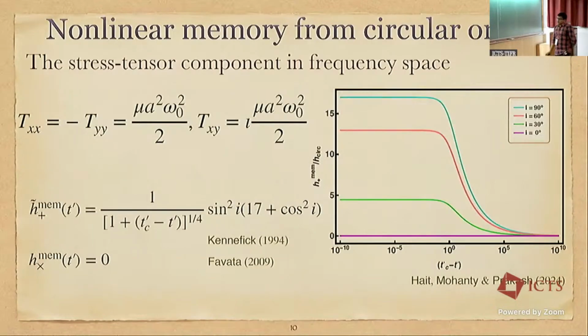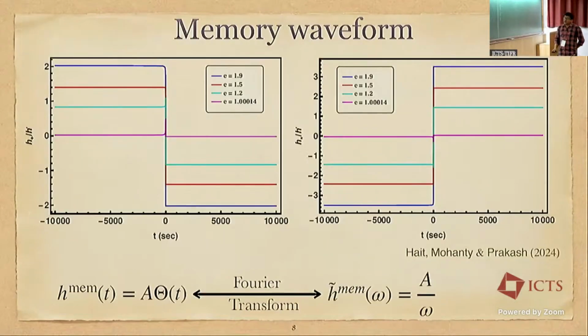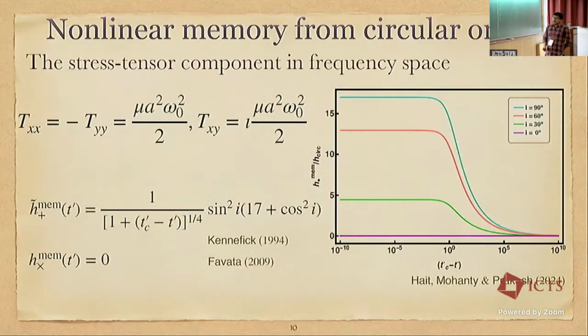Okay. Finally, I will discuss this nonlinear memory from the circular orbits. Again, we have two masses m1 and m2. They are orbiting in a circular orbit, and the orbit is in the xy plane. So that's why there is no zz component, also in the earlier case. And the stress tensor in the frequency space looks like this.